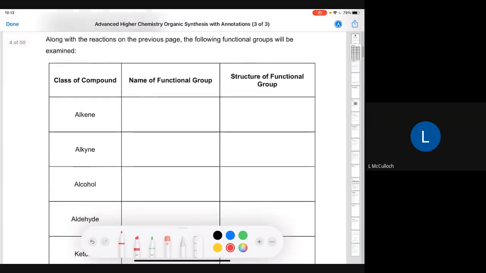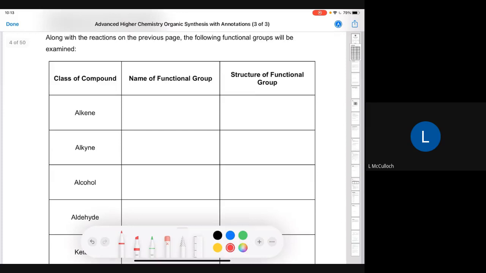So along with the reactions on the previous page, the following functional groups will be examined. This is just going to serve as a little reminder of all the functional groups that we looked at in National 5 and Higher, and also to introduce a couple that are unique to Advanced Higher. So we're going to look at their names and their structures. We're going to start with an alkene. Now, the name of the functional group in an alkene, it doesn't have a fancy name. It's just a carbon-to-carbon double bond.